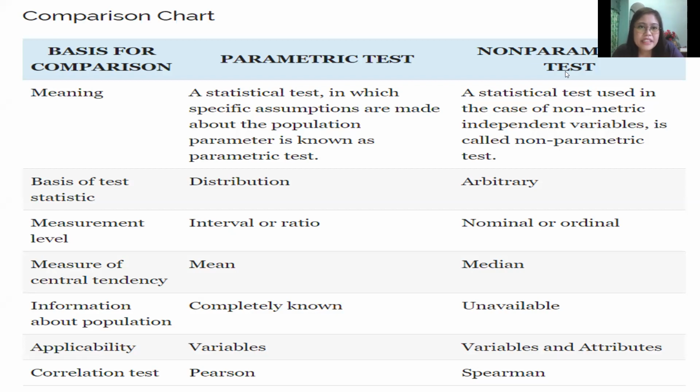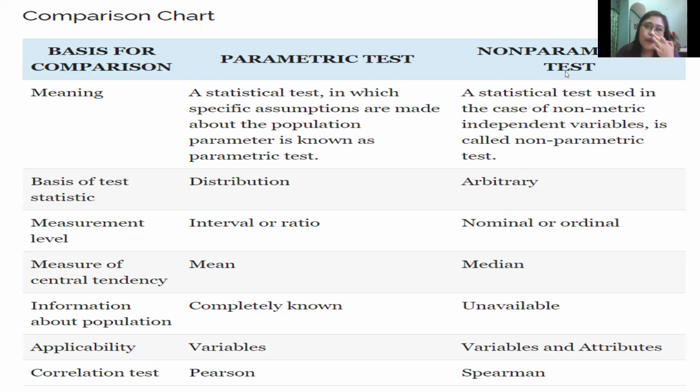When you say parametric test, class, this is a statistical test in which specific assumptions are made about your population, and the parameter is also known. So there are assumptions about the population parameter, so we will be using the parametric test. Like the characteristics of our population. And the most important thing about the data is the distribution. The data that we collect from our sample, which is also taken from our population, should be normally distributed.